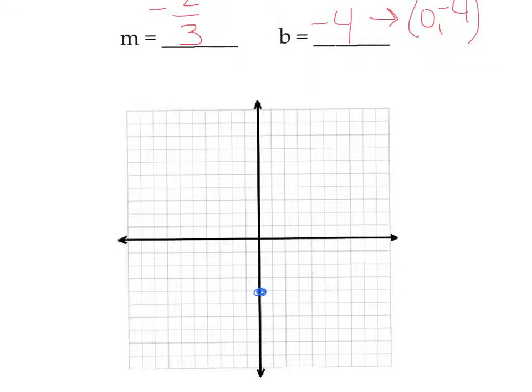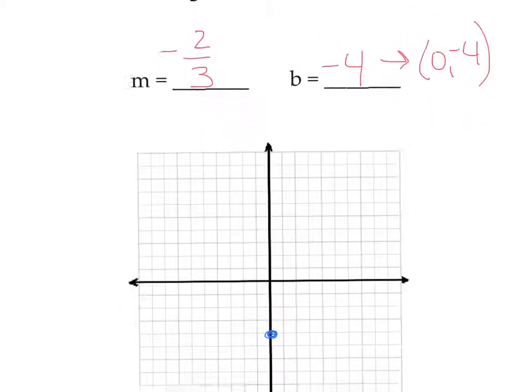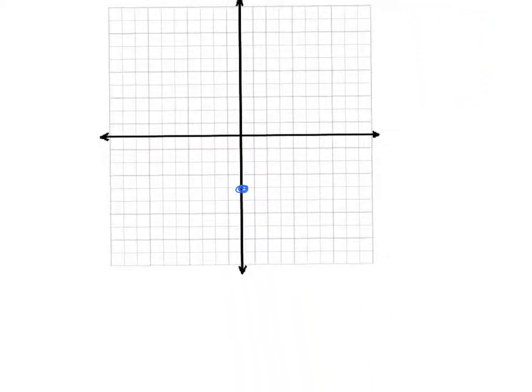This is a negative slope, so it needs to go off in the negative direction, downhill. The rise is 2, and the run is 3. So we're going to count up 2 over 3, or down 2 over 3. Either way, I'm probably going to go this way since I'm already pretty far down. Up 2 over 3. And that will give me a point right here.